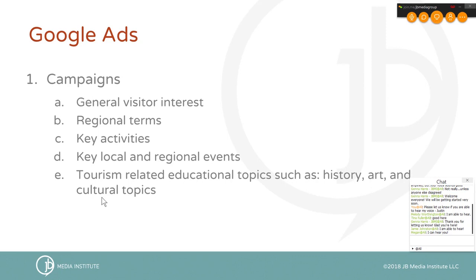General visitor interest can be things like things to do, activities, people searching for those kinds of keywords. Regional terms can just be like visiting Asheville or Asheville travel. Key activities might be hiking near Asheville, swimming holes, event festivals, restaurants, things like that. Those are kind of overlapping a little bit with the general one. And then local events could be specific events. And then education topics, like I said, could be someone looking for a specific artist or a building or something like that, a monument maybe.